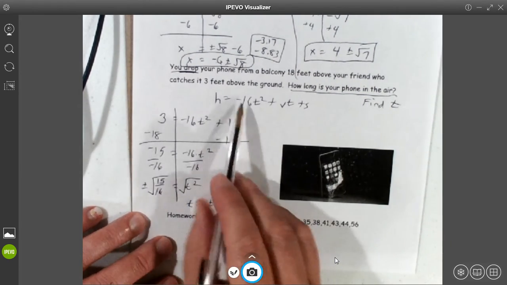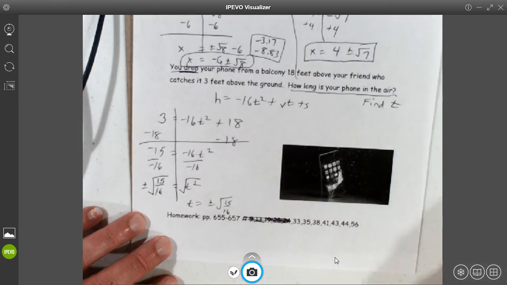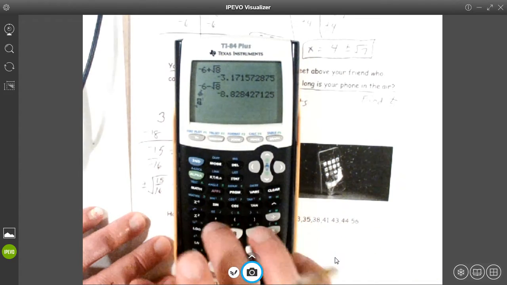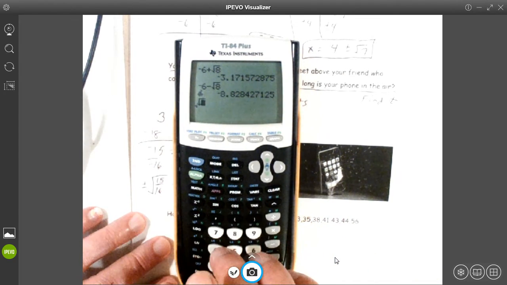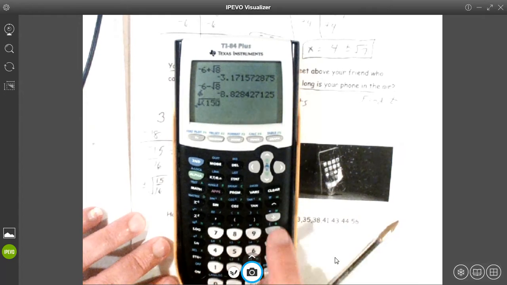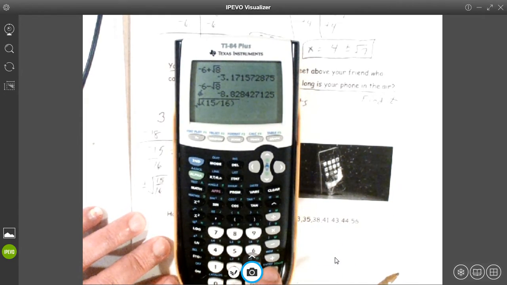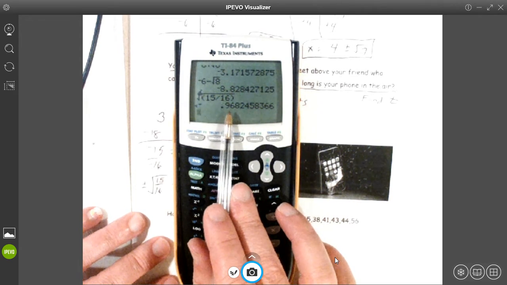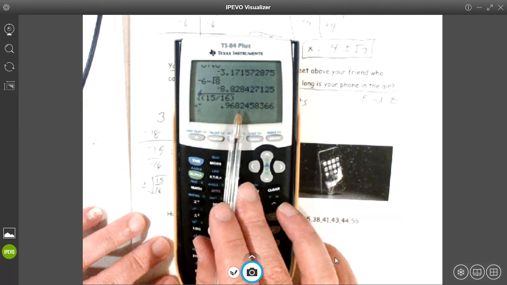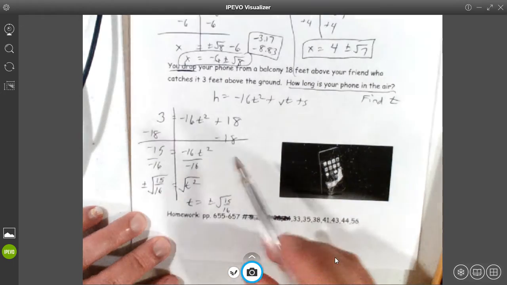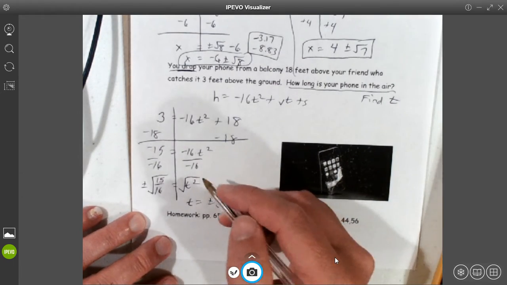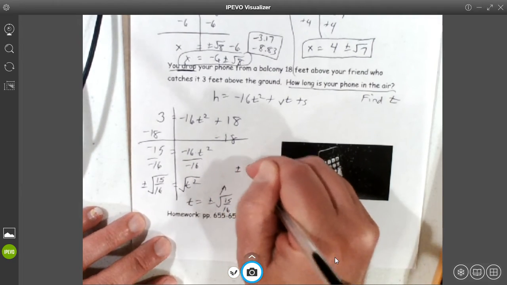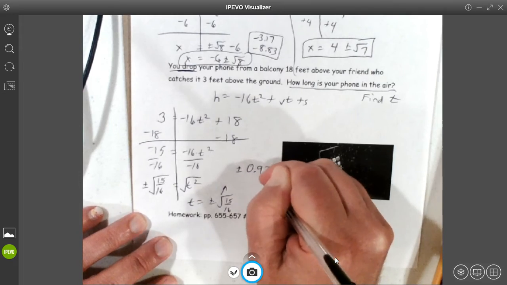Now here, I do want an answer. I want to know, hey, about how long is this phone going to be in the air? Again, my calculator is going to look a little bit different from yours, but I'm going to do the square root of 15/16. And it tells me it's about 97 hundredths of a second. Again, rounding to the nearest hundredth, that 8 would bump that 7 up. So we would get positive or negative 97 hundredths of a second.